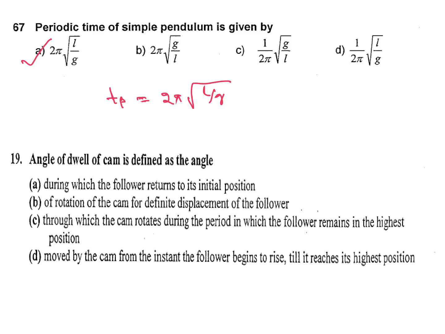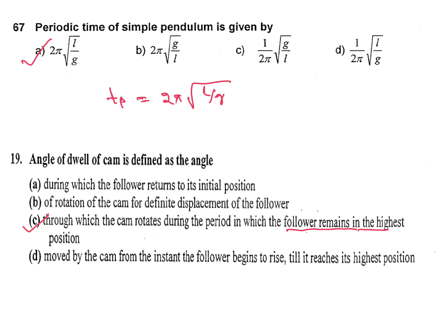Angle of dwell of cam is defined as the angle of dwell of cam. A: during which the follower returns to its initial position. No. B: of rotation of the cam for definite displacement of the follower. No. C: through which the cam rotates during the period in which the follower remains in the highest position. Follower remains in the highest position. C is our answer.